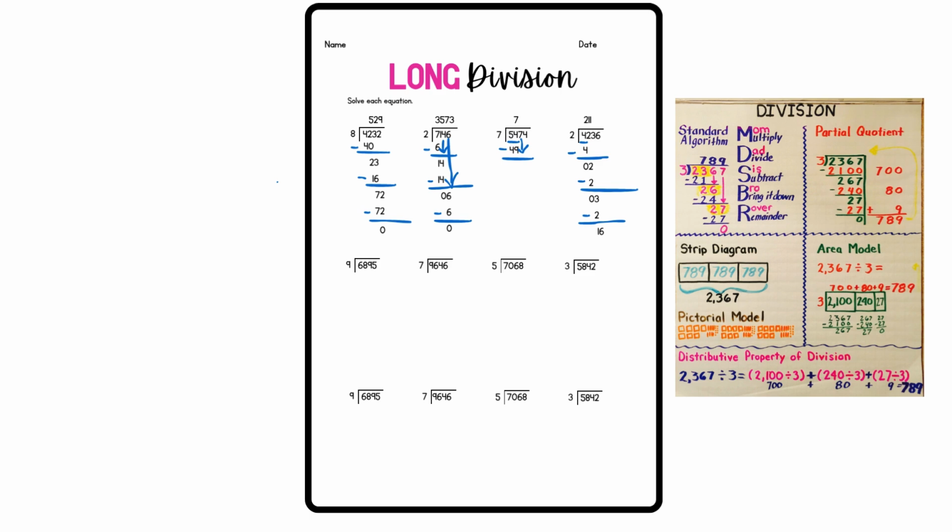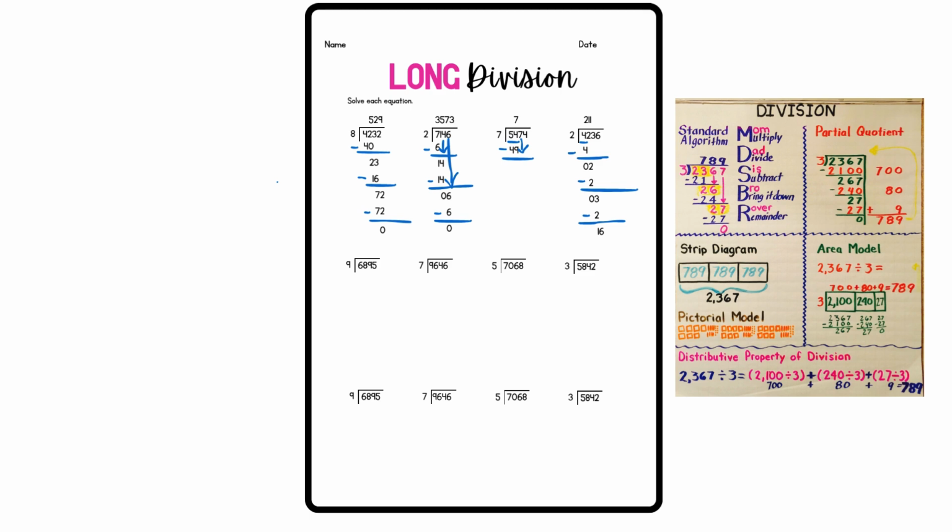7,146 divided by 2. I can see that I can fit 2 inside of 7 3 times. 2 times 3 is 6. 7 minus 6 equals 1. And we bring down the 4 so that now we're looking at 14. Oops, I just noticed I made a mistake.